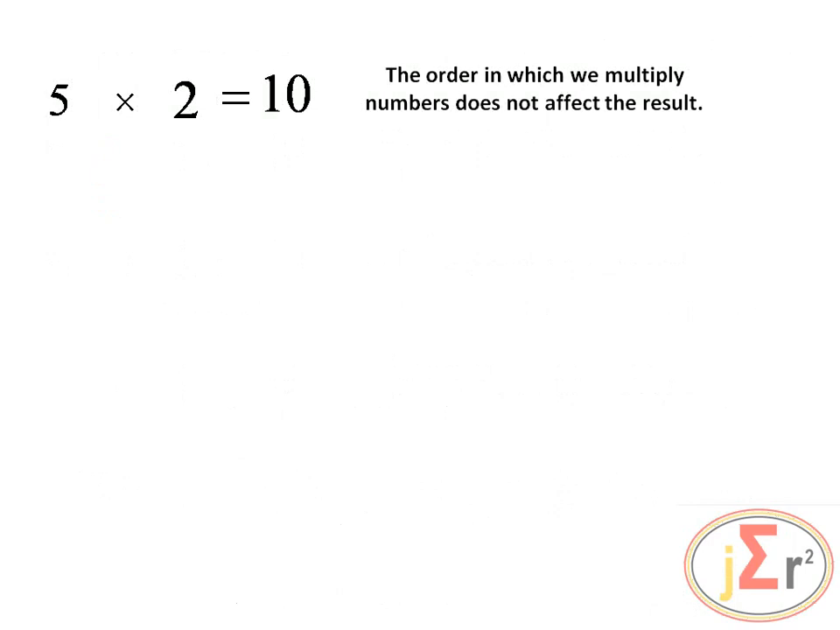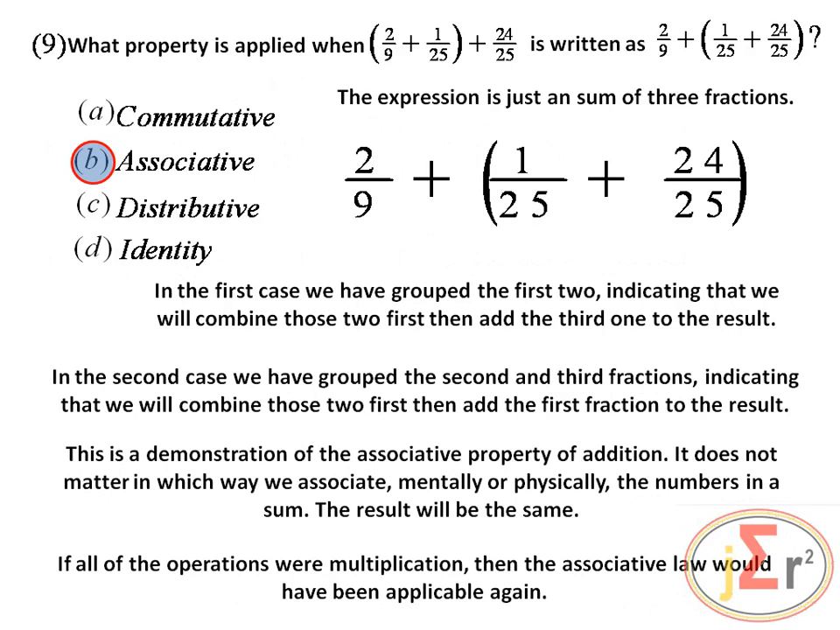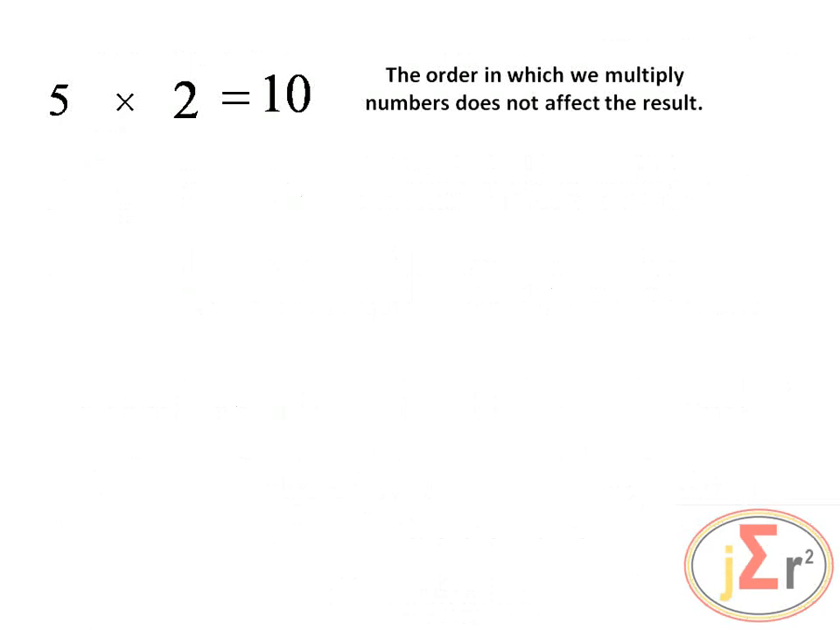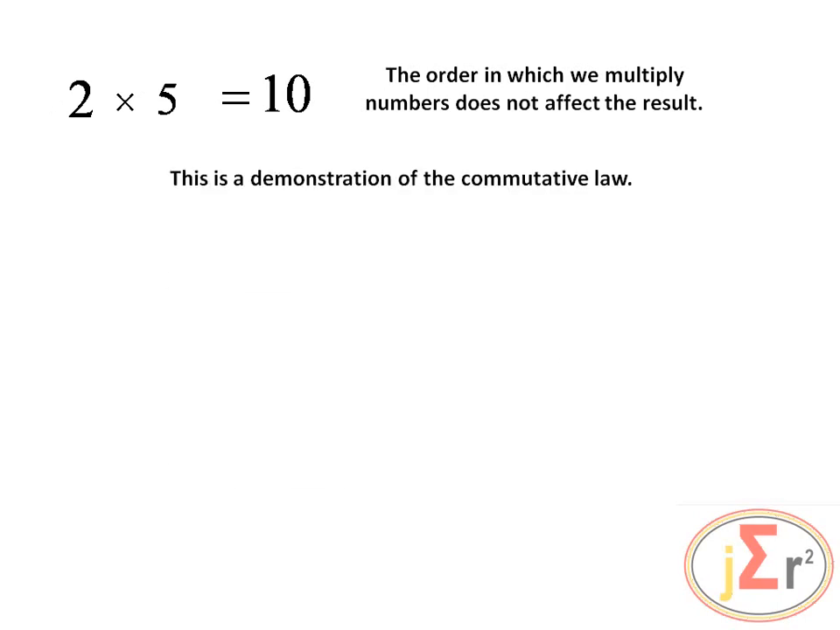Now, let us go back to the previous slide. There we are talking about commutative, distributive, identity. So on the next slide, we will take a look at what those mean. So we have the order in which we multiply numbers does not affect the result. So if we say 5 multiplied by 2, that is equal to 10, or if we say 2 multiplied by 5, that is equal to 10. What principle is that? This is a demonstration of the commutative law.